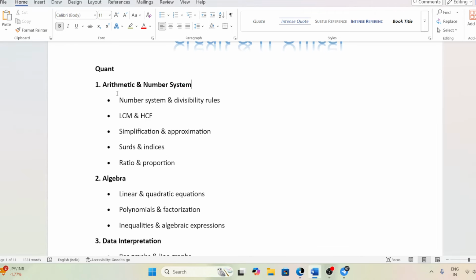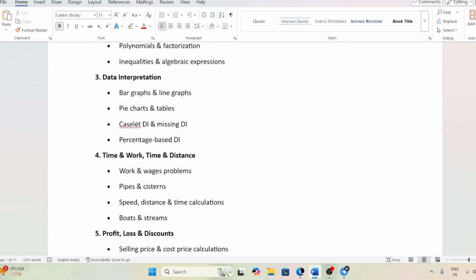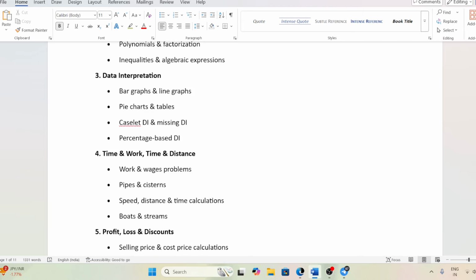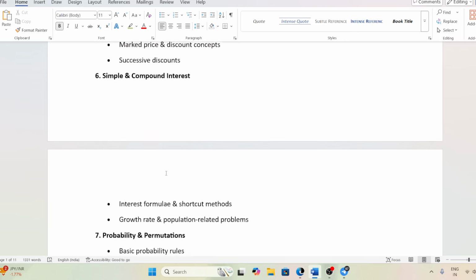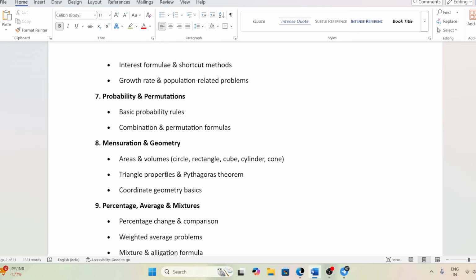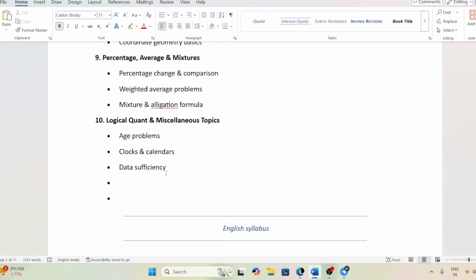In the quant, we have arithmetic and number system, then algebra, and data interpretation. In that, the examiner can ask bar chart, pie chart, caselet DI. The syllabus is similar to bank PO level. Then we have time and work, profit and loss, simple interest and compound interest, probability, geometry, average, mixtures, logic quant, like this.